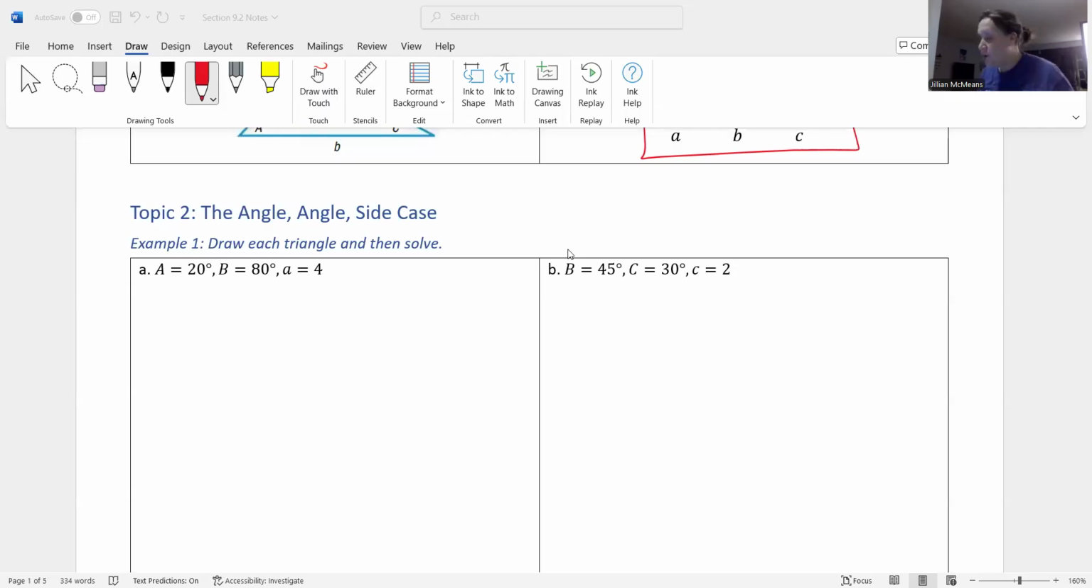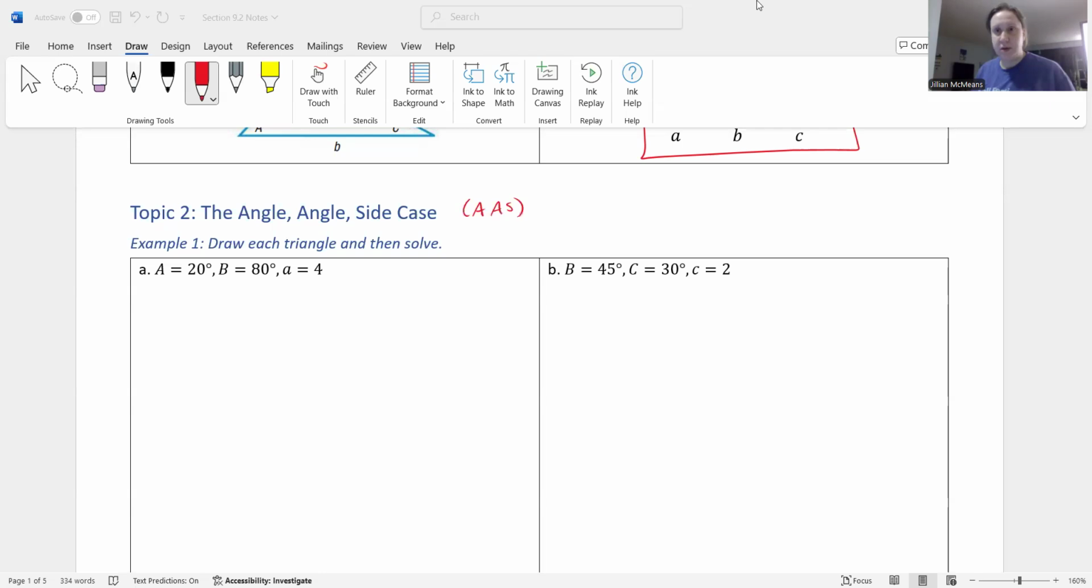Okay, for topic two, we're going to talk about the angle side case. You'll see this one, angle side. This is one of the not weird cases. So we've got that weird ambiguous case. We'll cover it last. So we'll do the two easy ones first.